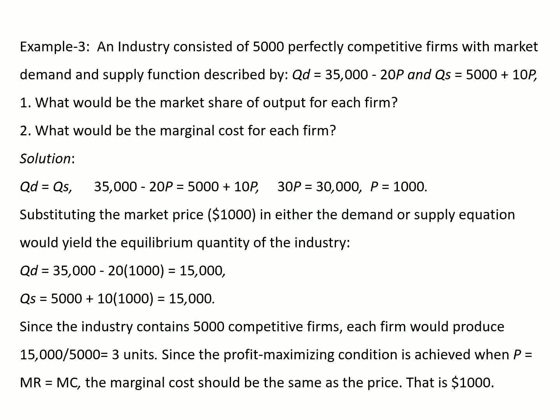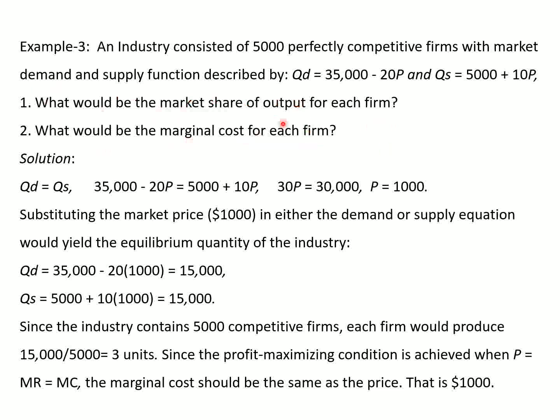Let's move to the third example. An industry consists of 500 perfectly competitive firms with market demand and supply functions described by quantity demanded equals 35,000 minus 20p, where P stands for price, and quantity supplied equals 500 plus 10p. P is the market price. What would be the market share of the output for each firm, and what would be the marginal cost for each firm?